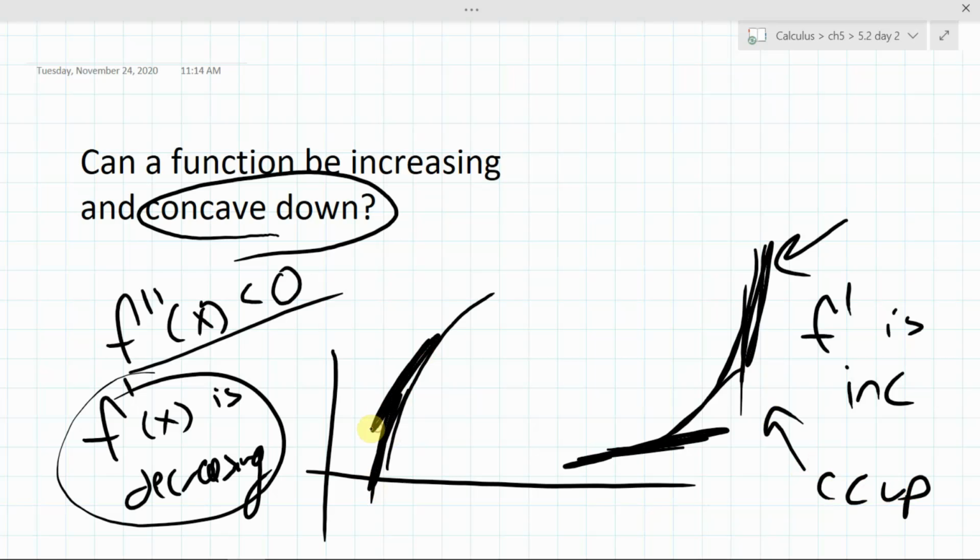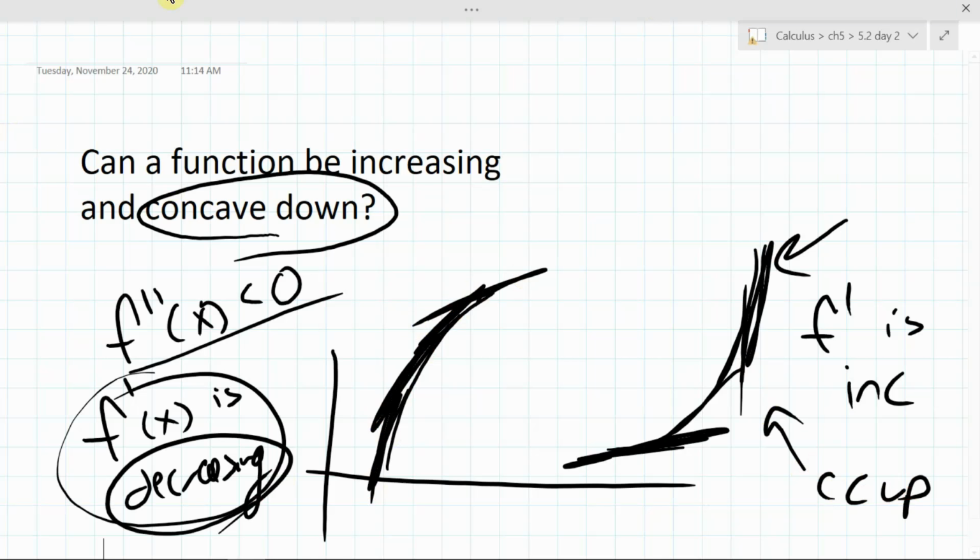F prime, the slope of the tangent line, is still positive, but it is decreasing. So don't mix up decreasing and negative. They are not the same. So if you said no to this, you probably confused those two pieces.